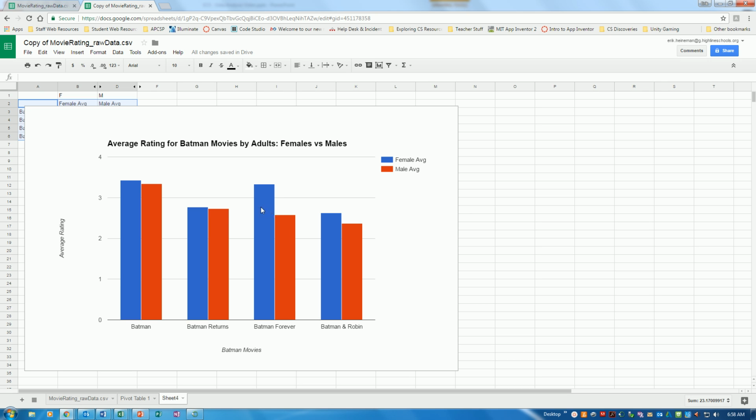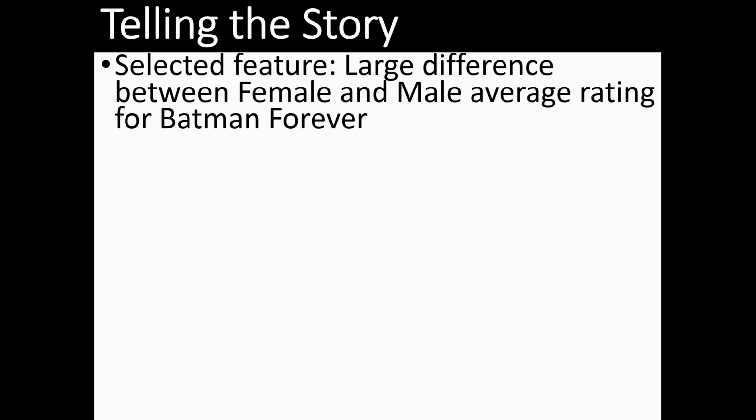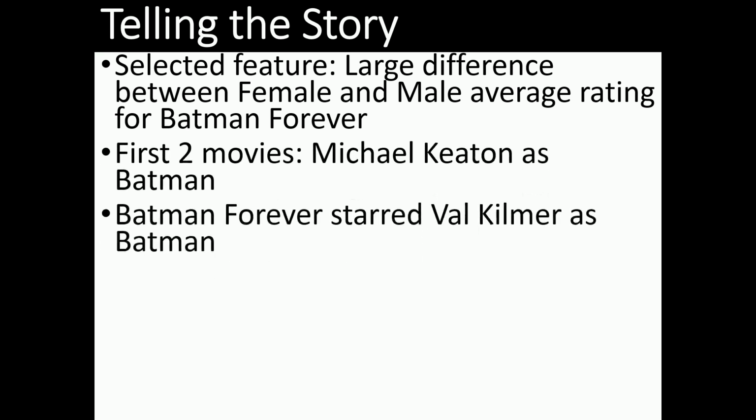So we're going to explain why the data might look that way. We're now ready to fully tell the story. Remember, we're looking at the large difference between male and female average rating for Batman Forever. And why is that the way it is? The first thing that stands out to me is that in the first 2 movies, Michael Keaton was Batman, and the third movie, Batman Forever, had Val Kilmer as Batman.